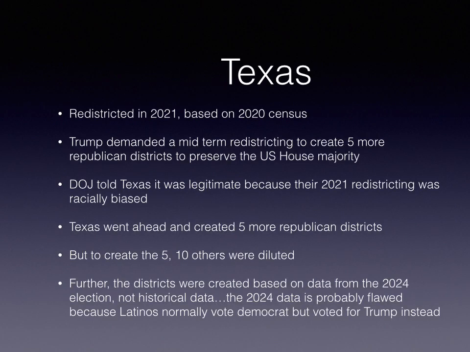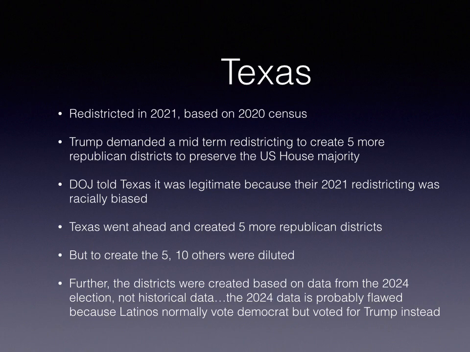Which then brings up Texas, which is the big one. They redistricted in 2021 based on the 2020 census, just like everybody else. But then Trump demanded a midterm redistricting in order to create 5 more Republican districts to preserve the U.S. House majority. He knew his policies were unpopular, and he knew that the House was going to lose some Republican representatives, and so let's create 5 more in order to shore that up.